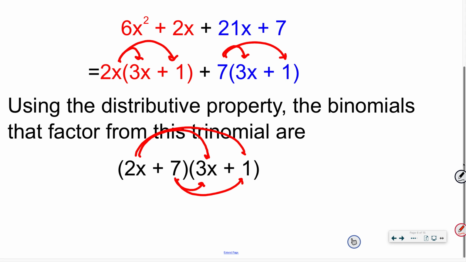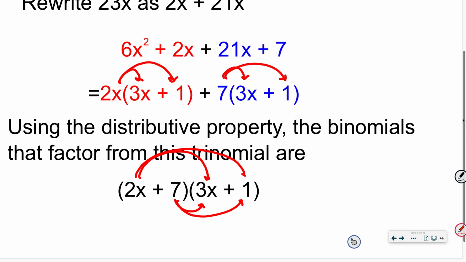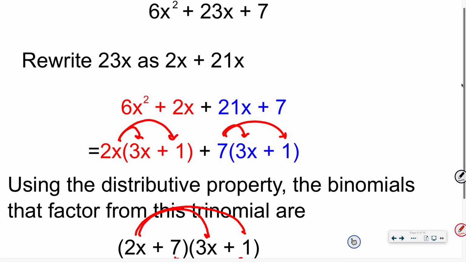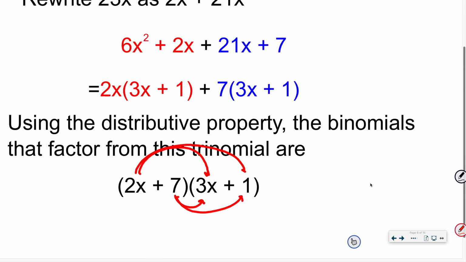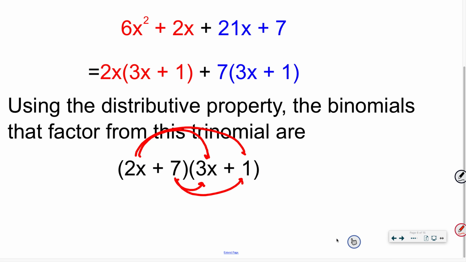So that's what we would do to multiply. We would multiply it through. And then at the end, we would combine our like terms, and we would end up with 6x squared plus 23x plus 7. Now we're doing it in reverse. You're going to start with the trinomial, and you're going to break it out, and then factor out, and then finish.